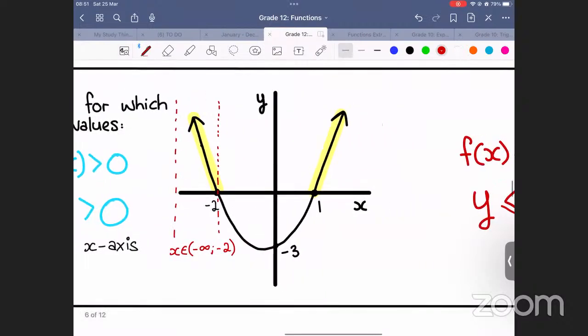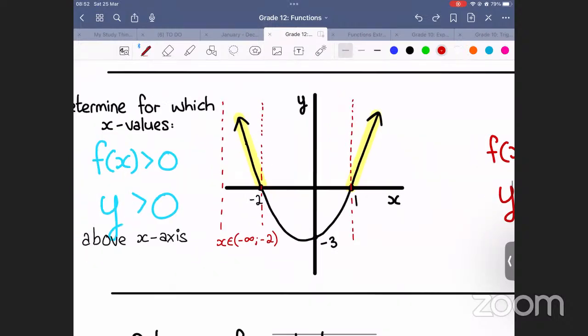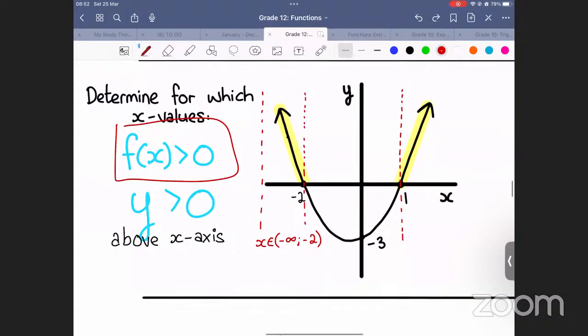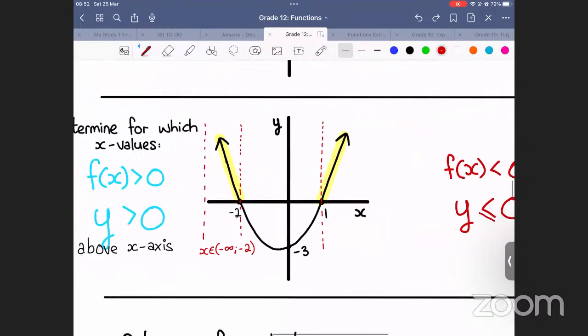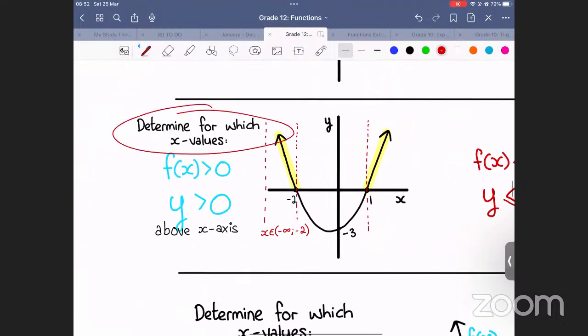I know time is up, but we're going to continue a little bit extra just to try and catch up. Then I consider this the other section of the graph that's above the x-axis. Remember, both of these parts of the graph satisfy the criteria. What is the criteria? They want f of x to be greater than 0. So both of those parts satisfy that criteria, so we have to identify both of them and express it in terms of x values.